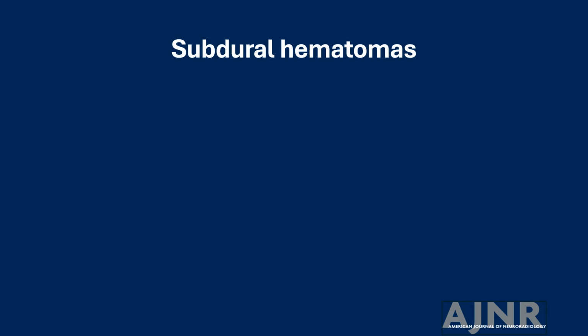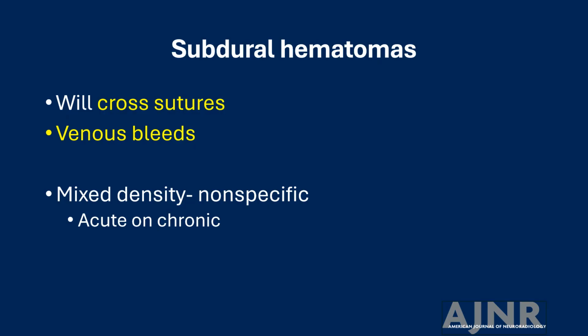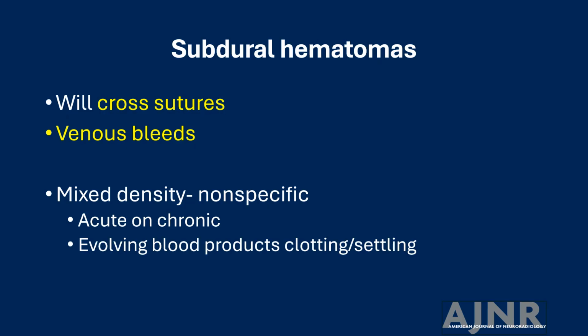Subdural hematomas, unlike epidural hematomas, will cross sutures. These are also venous bleeds, so they tend to bleed slowly. And they're often mixed density, which is nonspecific. This can be seen with acute on chronic hematomas involving blood products that are clotting or settling, or with anticoagulation.